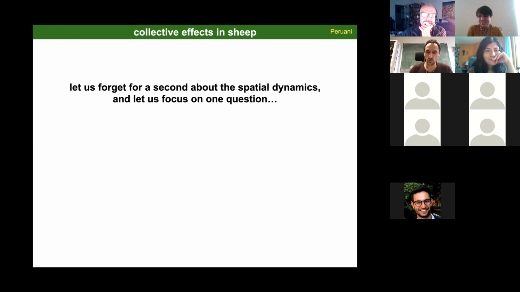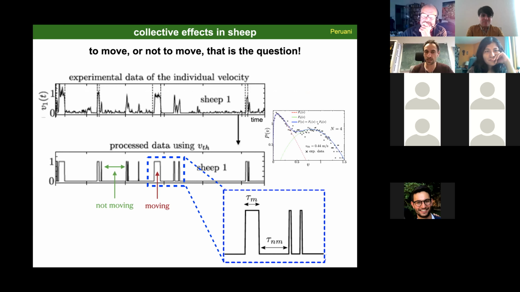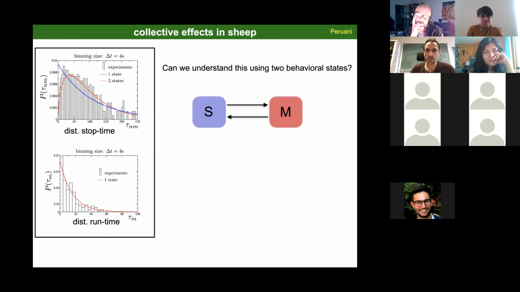So now let's forget for a second about what is happening in space. I first want to focus on the question of to move or not to move. In order to do that, you can look at one individual, and you can look at the statistics of how long they move. This is speed as a function of time, and this is what happens for individual number one. It is not moving for a long period of time, but at some point it is moving. Then you can ask what is the statistics of the periods where the individual is moving and the periods where it is not moving. You can do this because the distribution in speed is clearly bimodal, so it is very easy to go from this kind of signal to a binary signal and to do this kind of statistics.